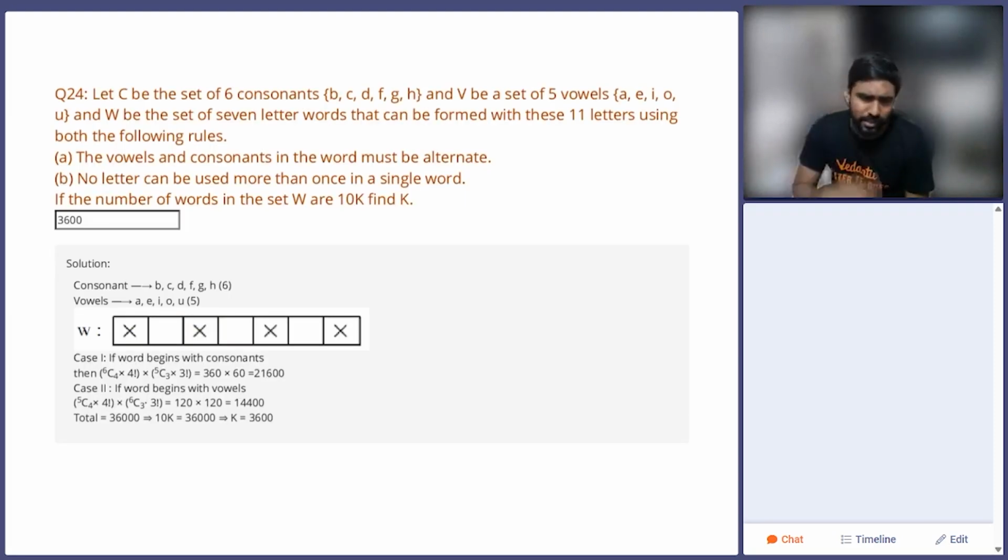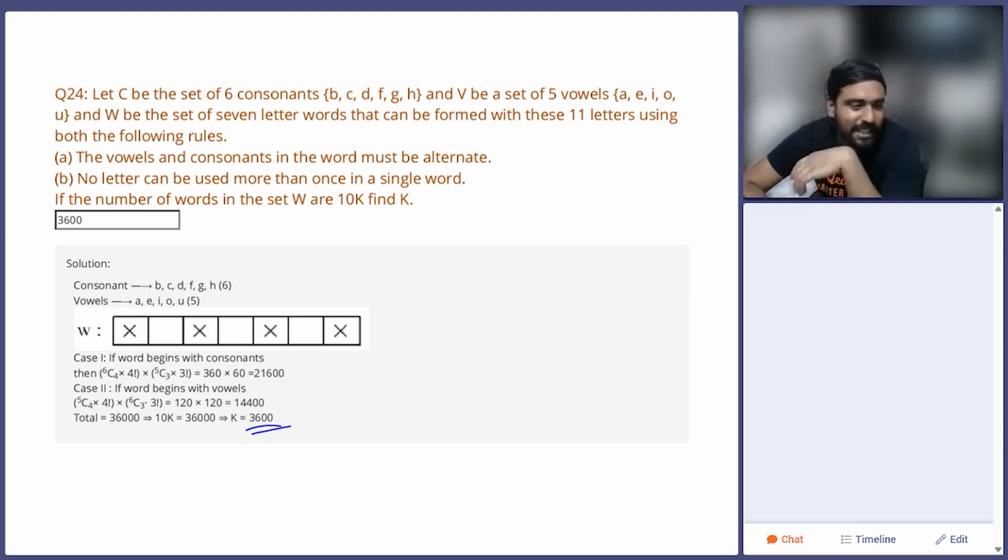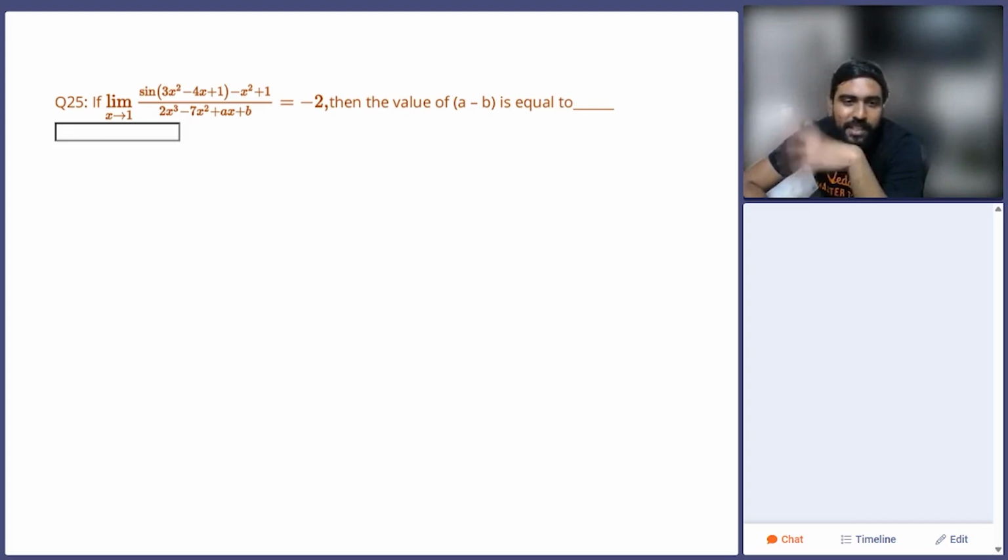So it comes out as: starting with a consonant is 21,600, starting with vowels is 14,400. Adding the two of them, we have 36,000 as the total numbers possible. That's equal to 10k, which means k will be 3,600. This will be the answer for the question. So that's the standard basic question over here.